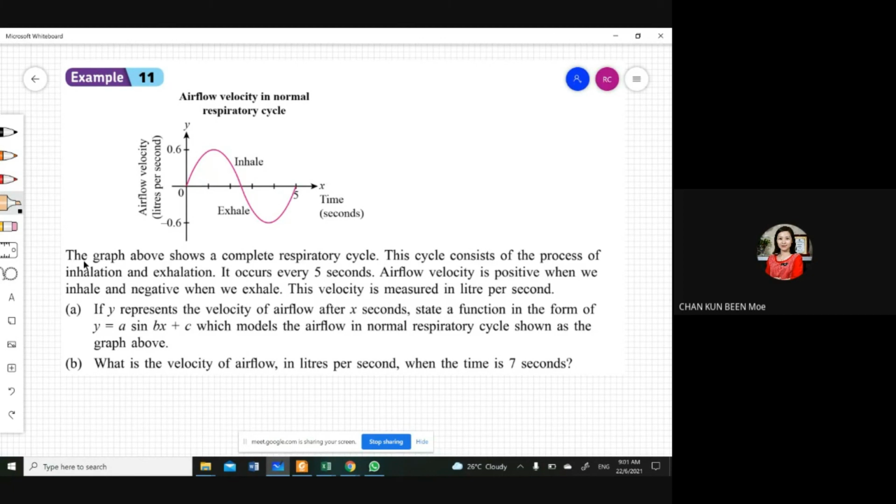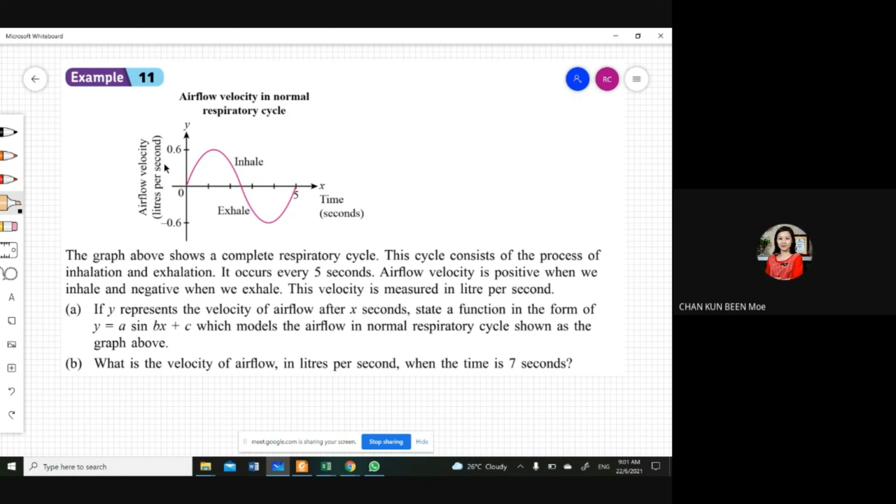Now we look at the given information here. The graph above shows a complete respiratory cycle. This cycle consists of the process of inhalation and exhalation. It occurs every 5 seconds. So inhale, exhale, 5 seconds. Airflow velocity is positive when we inhale and negative when we exhale. This velocity is measured in liters per second.